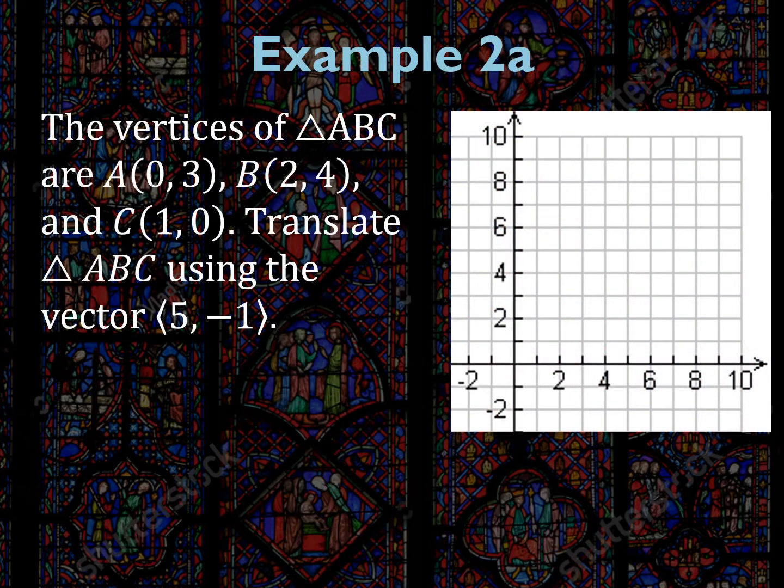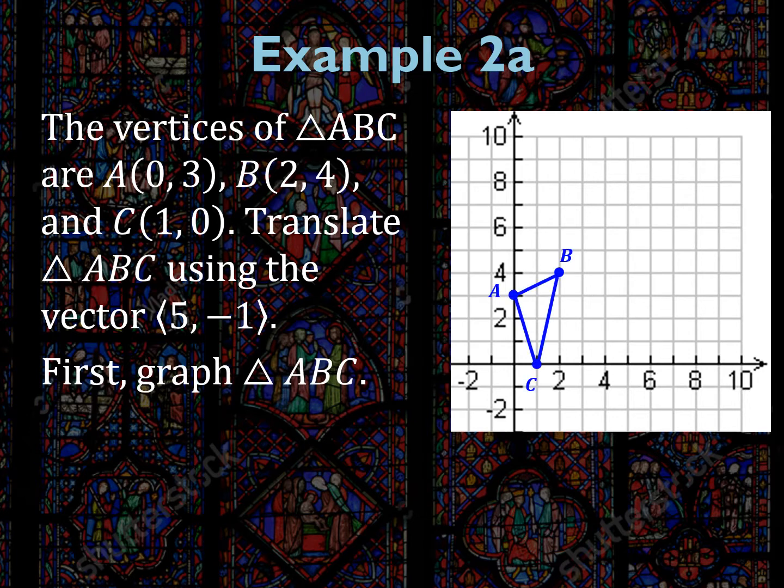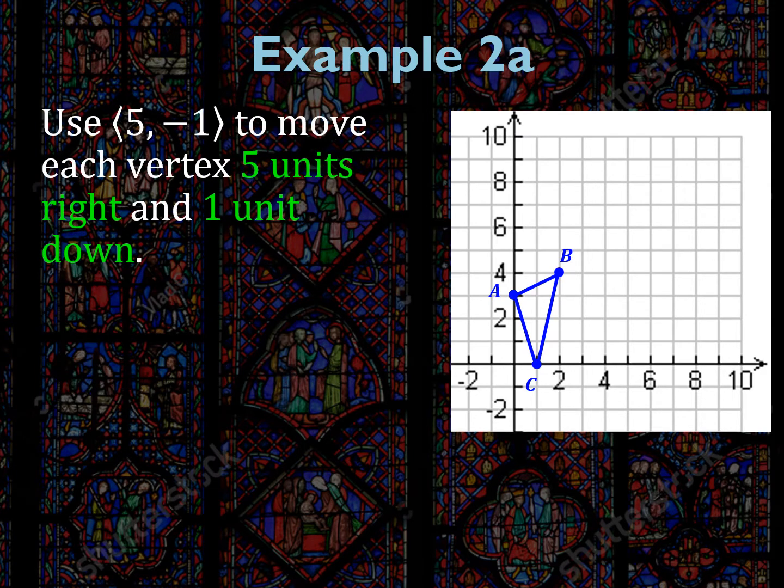2a, the vertices of triangle ABC are at A (0, 3), B (2, 4), and C (1, 0). Translate triangle ABC using the vector (5, -1). So the first thing you want to do is graph the triangle ABC. So you have (0, 3), (2, 4), and (1, 0). Now what you're going to do is use the components of the vector (5, -1) to move each vertex, each corner of the triangle, 5 units to the right. So the first number refers to the change horizontally, x direction, 5 to the right, -1 means 1 down.